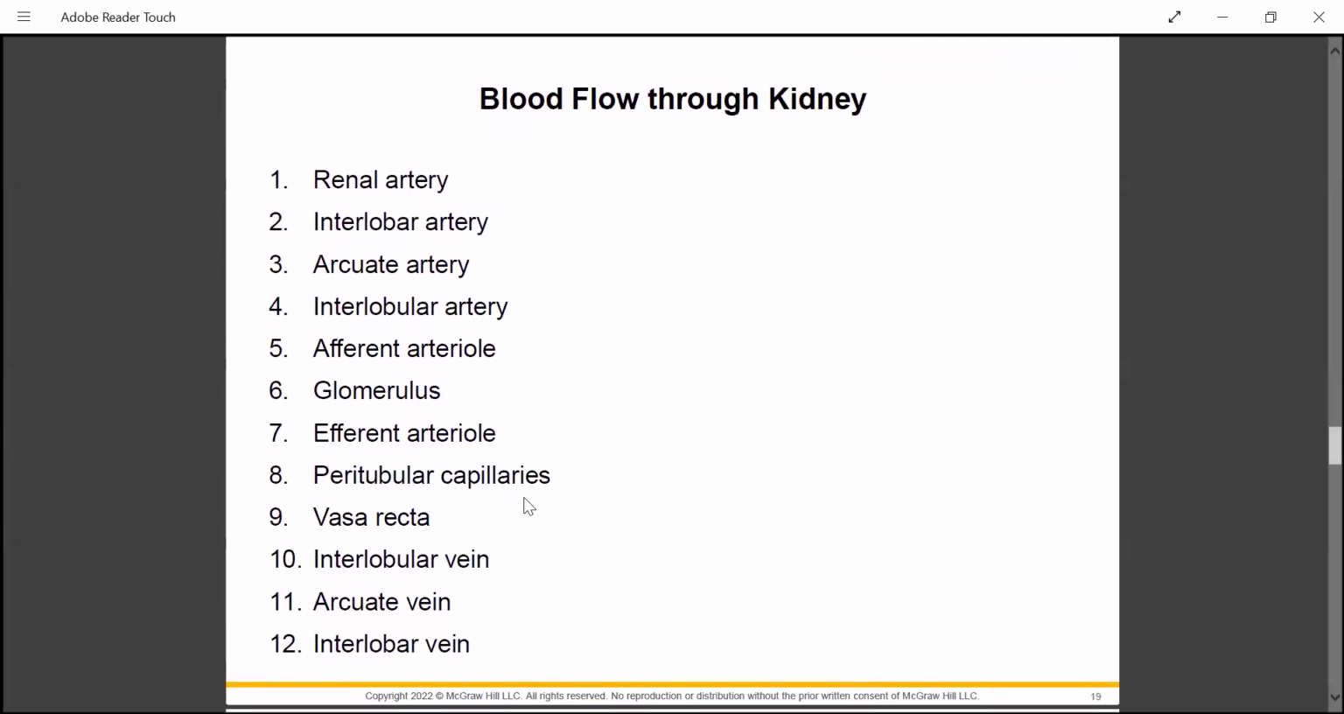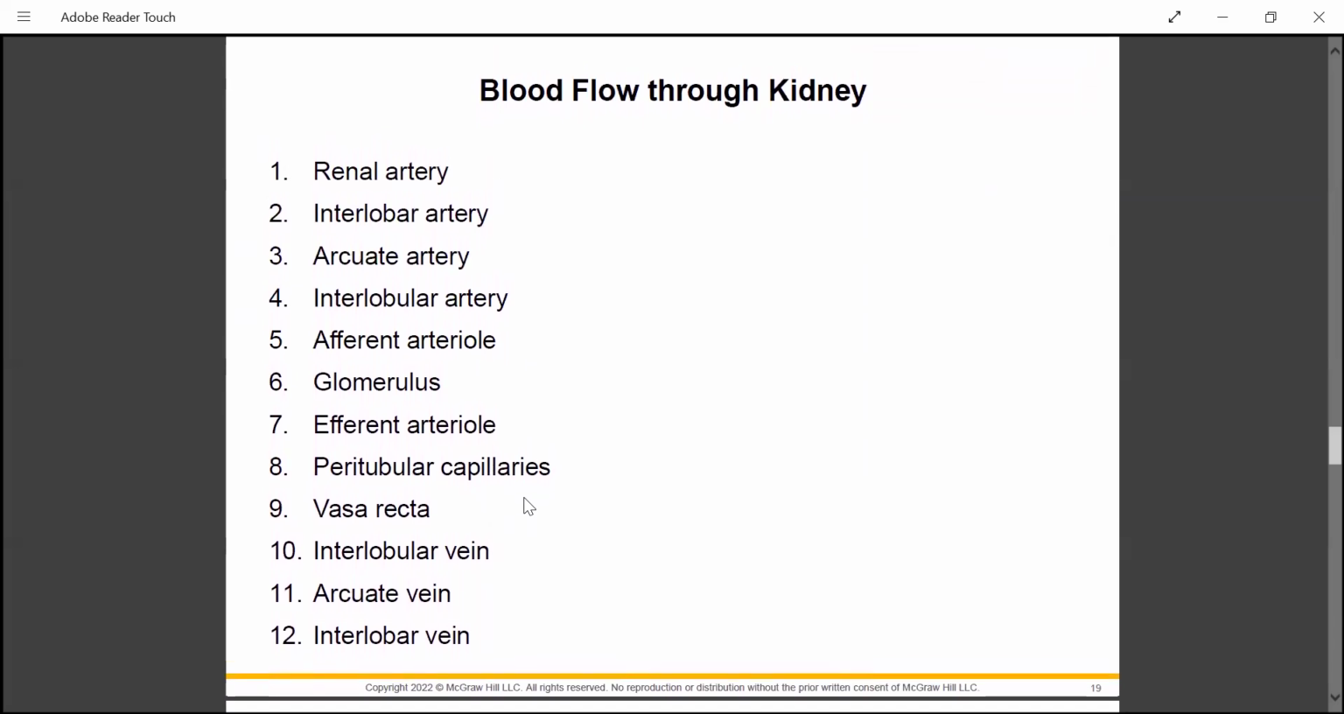Now, blood flow through the kidney, we're not going to talk about quite as much. This shows our order. This is something that you should at least review and be familiar with, but I don't necessarily expect you guys to memorize this and be able to put it in order. We have our renal artery that is initially supplying the blood to the kidney. Our renal artery is going to branch into an interlobar artery. We then have arcuate arteries following interlobular.